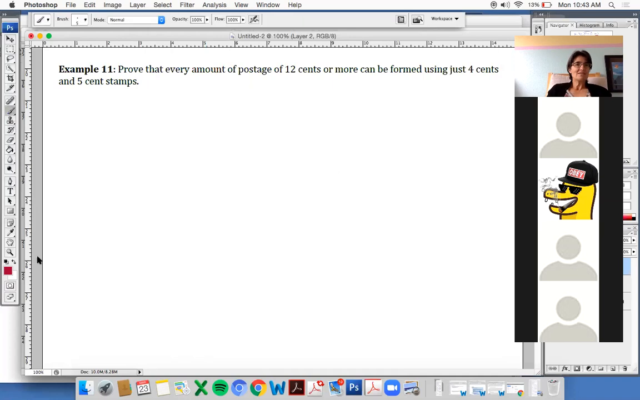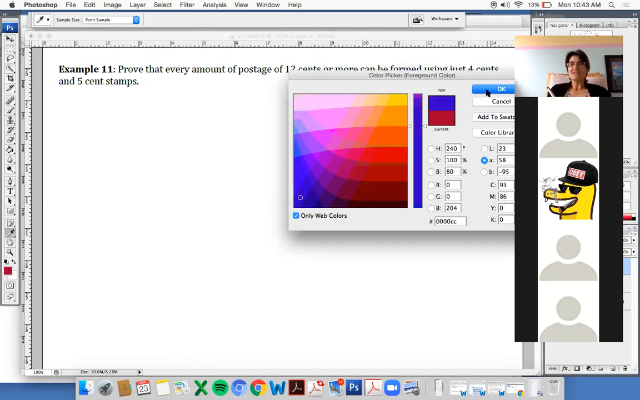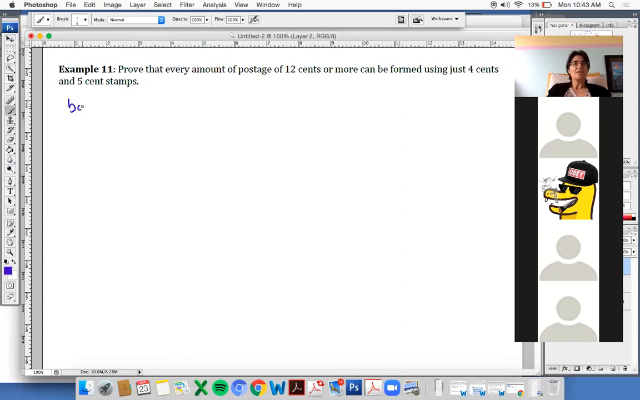The difference between regular induction and strong induction is that you still have the basis step. You're still going to have your initial P right here. We're told that we want to look at postage of 12 cents or more, so my n has to be bigger than or equal to 12. n is basically how much the postage is. So my basis step is P(12): can I make 12 cents using only 4 cent and 5 cent stamps? Yes, I can.